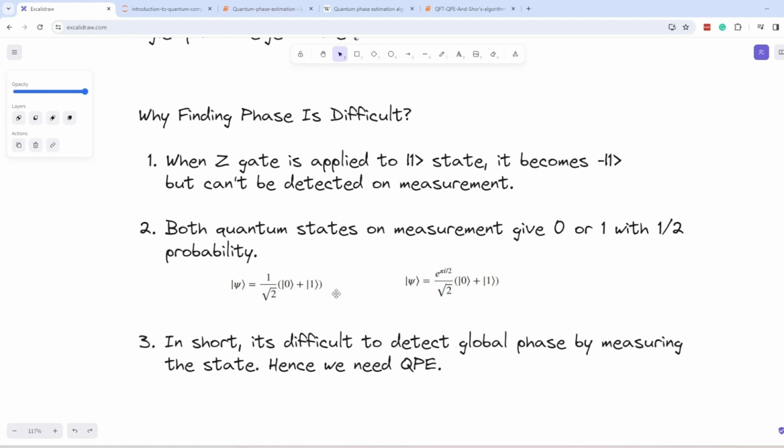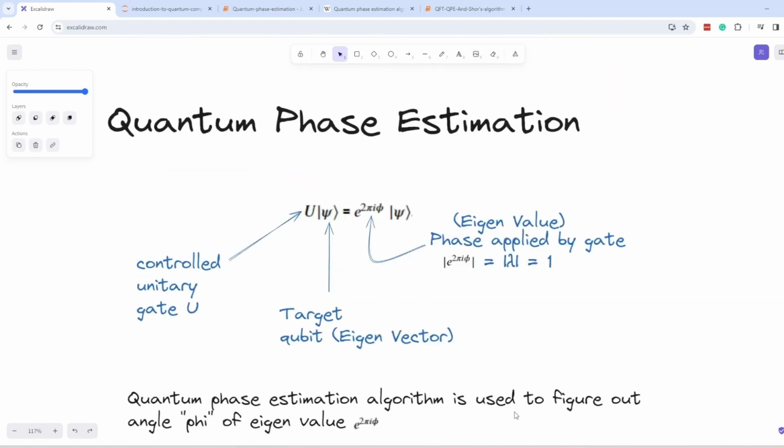But if we see here, this one has a global phase of 1 upon root 2, and this one has a global phase of e to the power pi i by 2 upon root 2. But after measurement, there is no way to distinguish between them. We can't know before measurement if the global phase was this or this. So we see the problem here: it is very difficult to detect the global phase by measurement. That's why we need some kind of algorithm, and QPE, or quantum phase estimation, is that algorithm which helps us to measure this eigenvalue by measuring this angle phi.